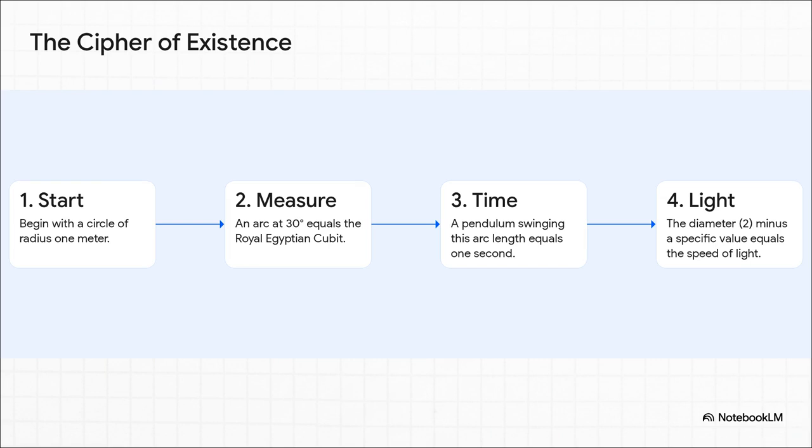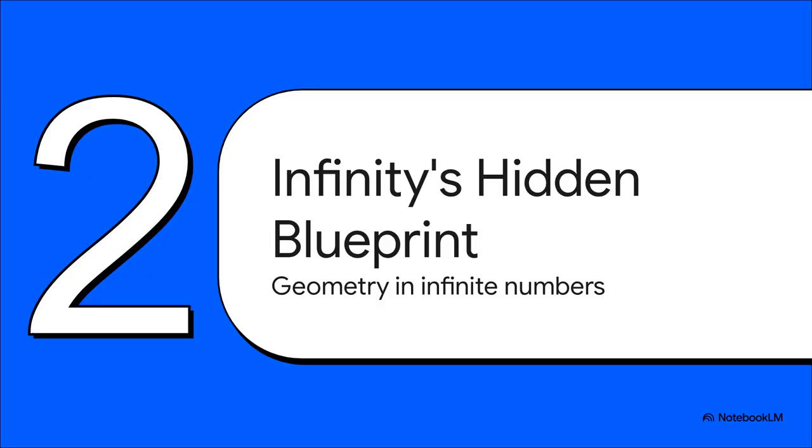Now here's where it gets really wild. Grant claims you can connect everything starting from this one simple shape. You start with a circle with a 1-meter radius. He says the arc at 30 degrees just happens to equal the Royal Egyptian cubit. Then if you make a pendulum that exact length, its swing takes exactly 1 second. And for the grand finale, he takes the circle's diameter and connects it to the speed of light using a value from Euler's identity. It's a huge claim that time, space, and light itself can all be pulled from one simple geometric shape.